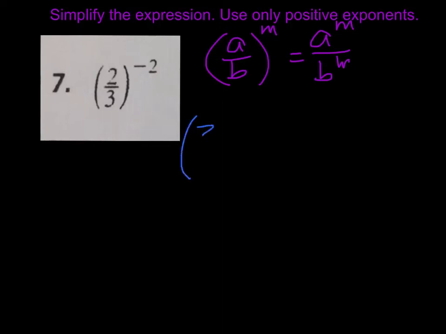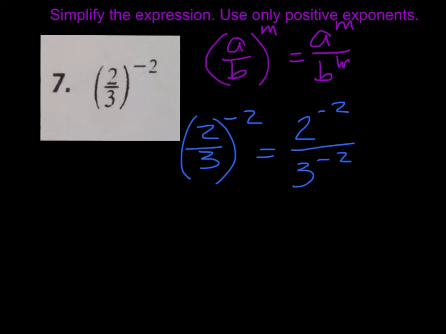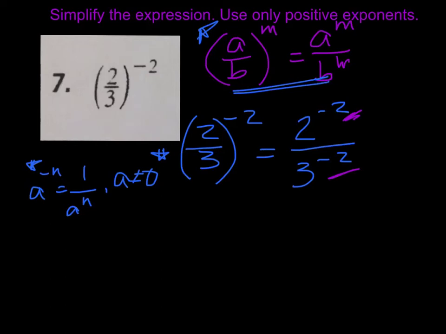So I have 2 divided by 3 all to the negative second power. So I'm going to rewrite that as 2^-2 divided by 3^-2. And now I have to use that definition of negative exponents. And again, that definition of negative exponents, a^-n is equal to 1 divided by a^n, as long as a doesn't equal 0. That's the definition that you're supposed to be memorizing and studying, just like the laws you're doing as well. So we're going to simplify that.